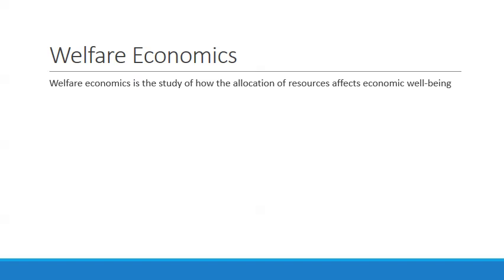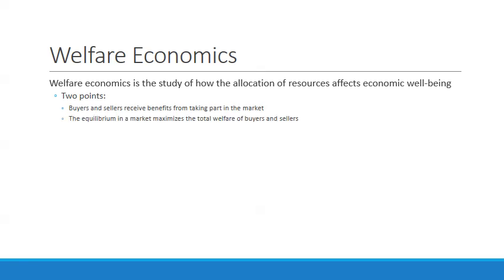So, welfare economics. It's the study of how the allocation of resources affects economic well-being. So we want to make 2 points here. Buyers and sellers receive benefits from taking part in the market. We receive the benefit of the good, they receive the profit. The equilibrium in a market maximizes the total welfare of buyers and sellers. And so total welfare is maximum economic benefit.